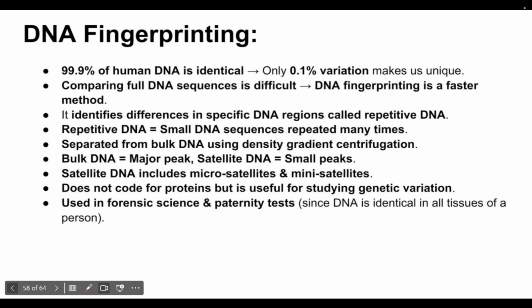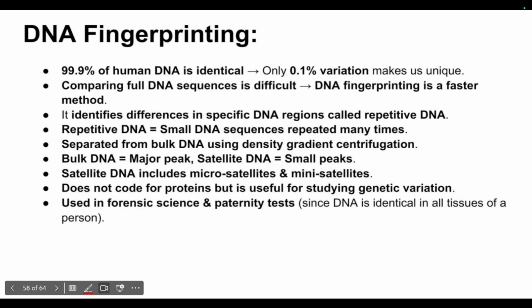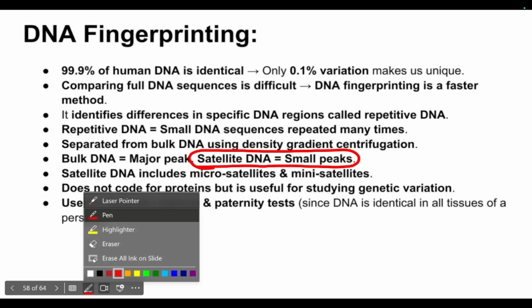This technique identifies differences in specific DNA regions, and this is called the repetitive DNA. DNA has a specific part called repetitive DNA. This repetitive DNA is a small DNA sequence which is repeated many times. So DNA has two parts: bulk DNA which gives a major peak, and satellite DNA which gives a smaller peak. Now bulk DNA has all the coding sequences, so bulk DNA is not used in DNA fingerprinting. It is the satellite DNA which is used in DNA fingerprinting.